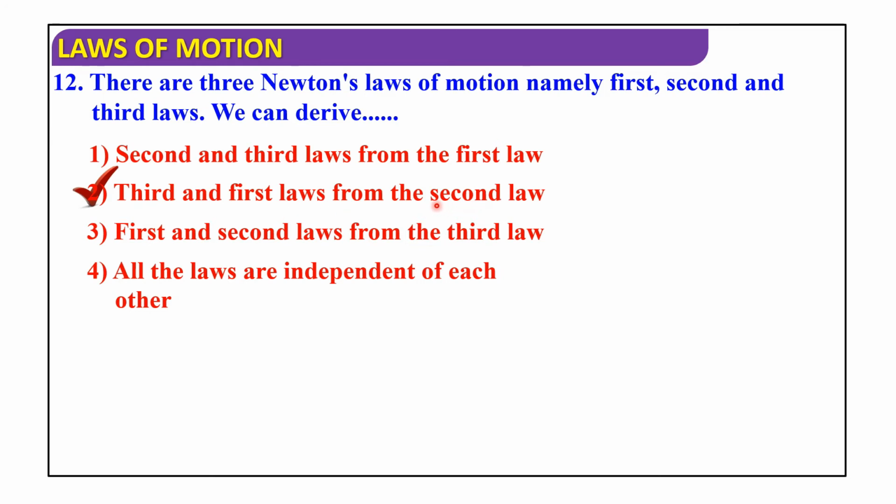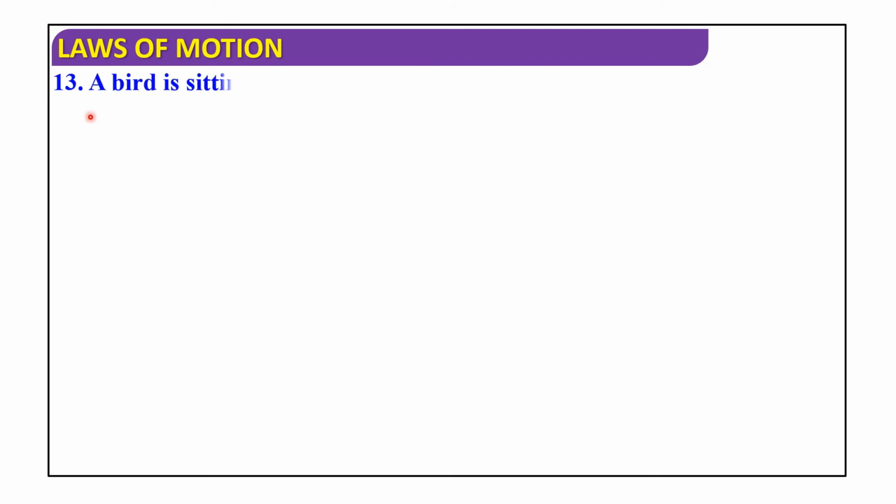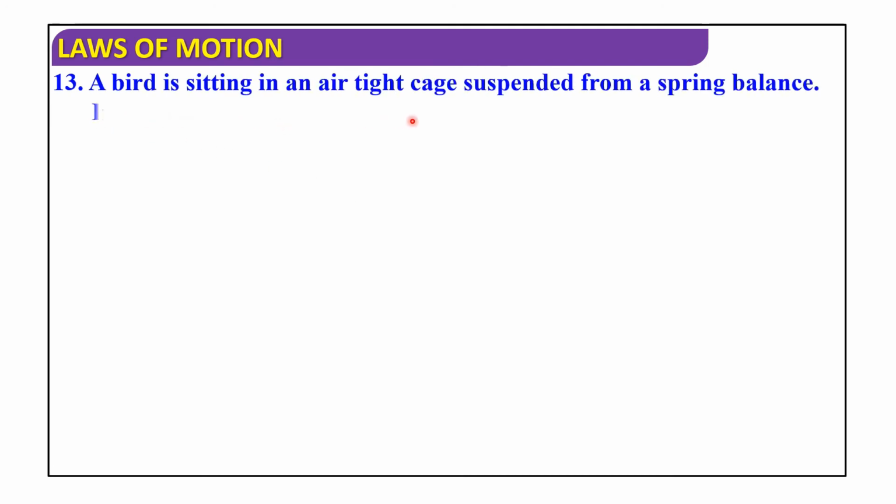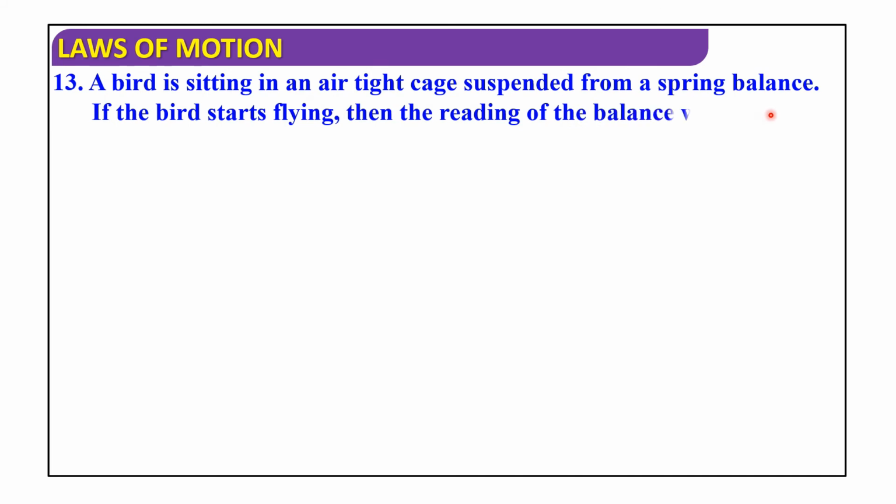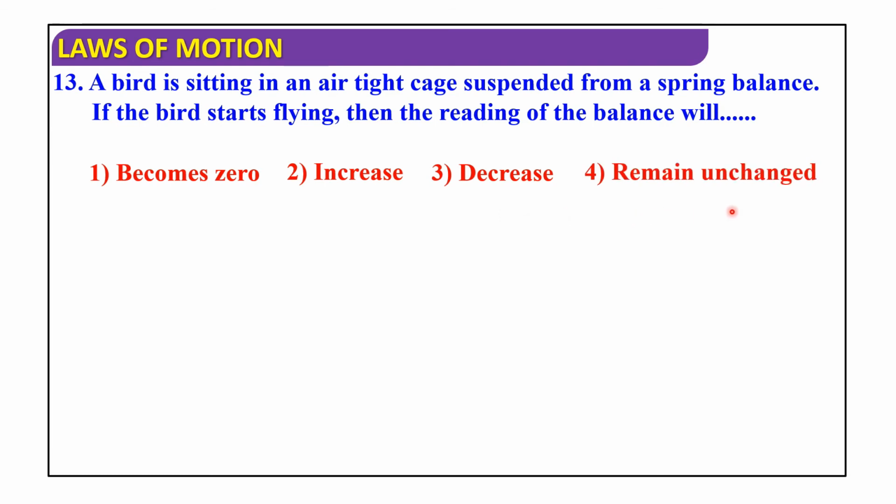Okay. Next, a bird is sitting in an airtight cage suspended from a spring balance. If the bird starts flying, then the reading of the balance will become 0, increase, decrease, or remain unchanged. Here, if the bird starts flying, then the reading of the balance will remain unchanged. Okay.